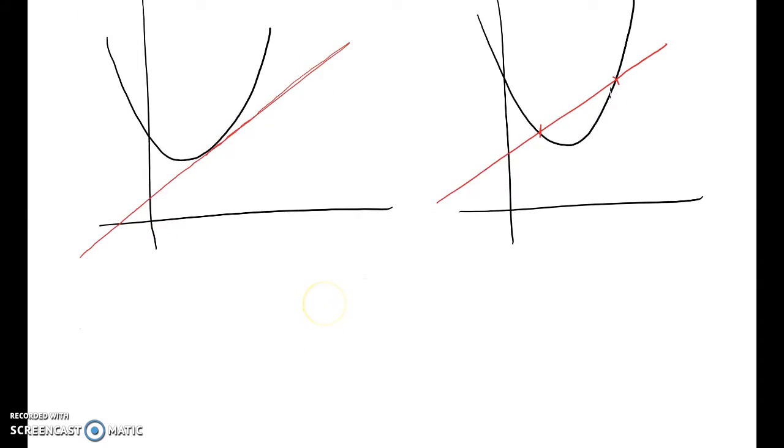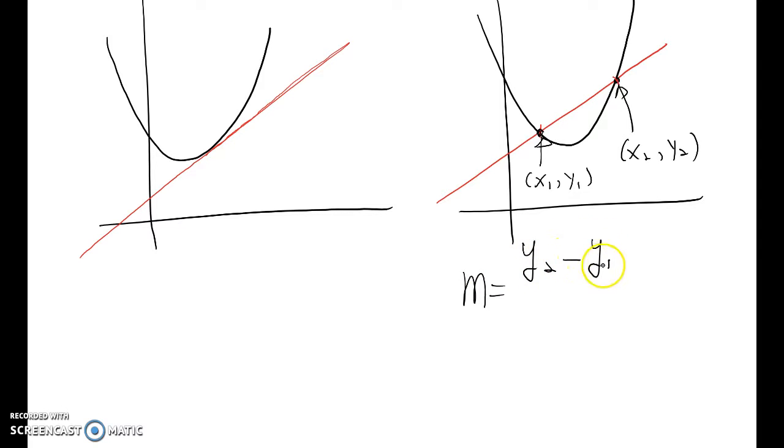For the secant line case, because it has two different points, you can indicate this one as x1 and y1, and this is x2 and y2 here. Then can you describe how to find the slope of the secant line? Yes, exactly. So m equals y2 minus y1 over x2 minus x1. That's the slope of the secant line here.